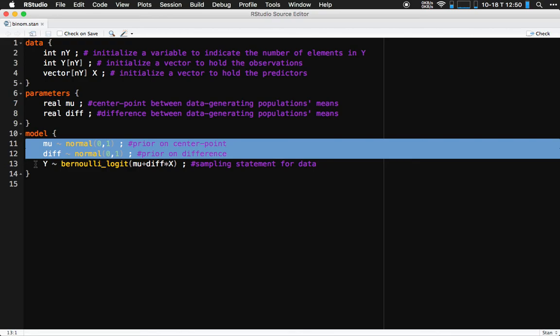So the prior data afterwards would still go into the data section. It wouldn't go into the model. Yep, that has the same.